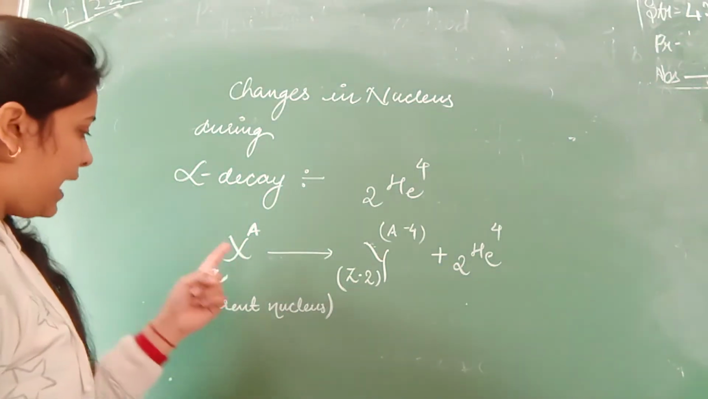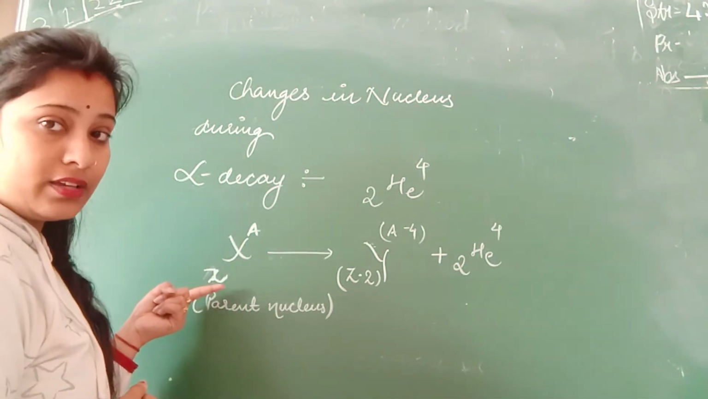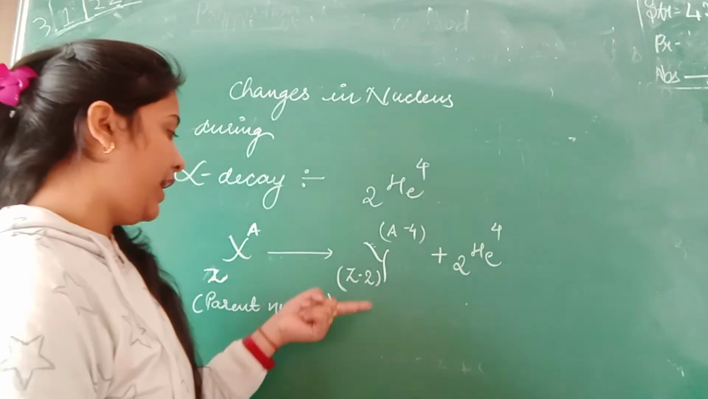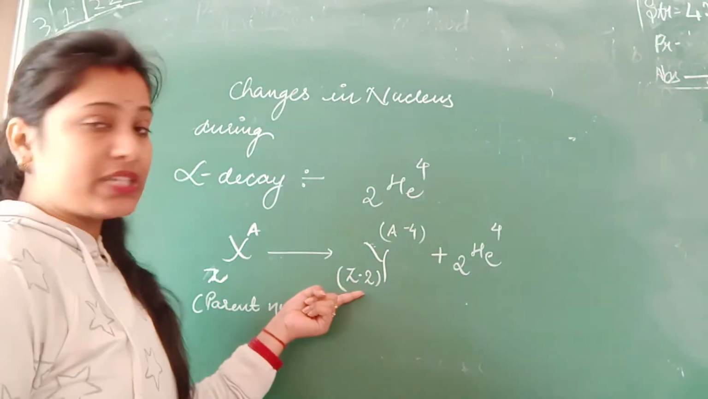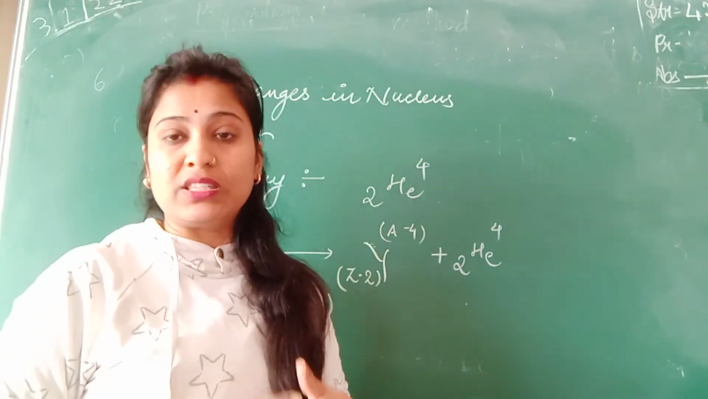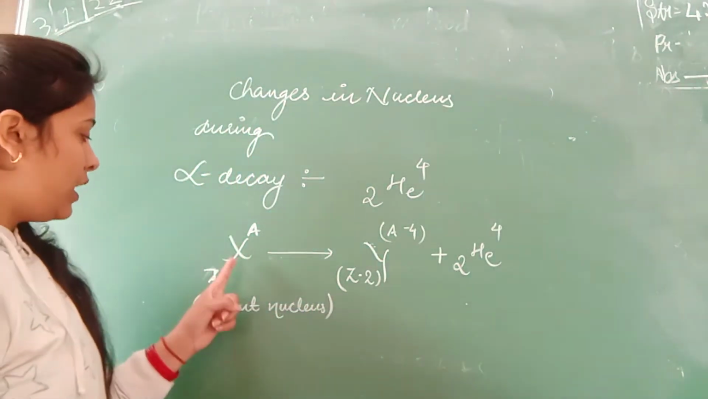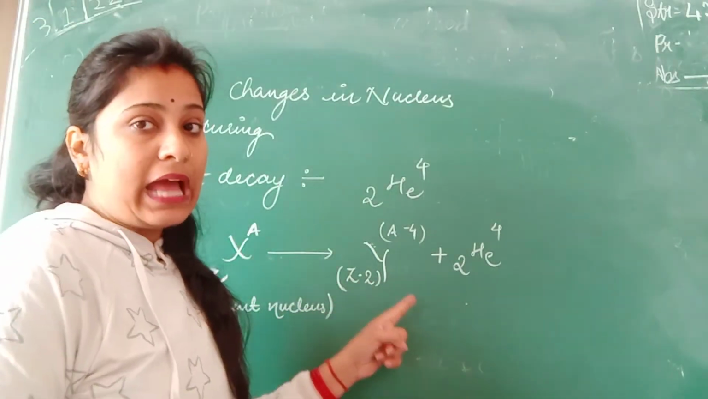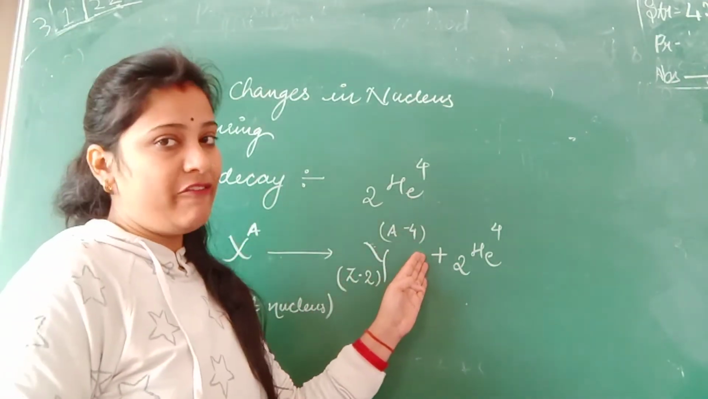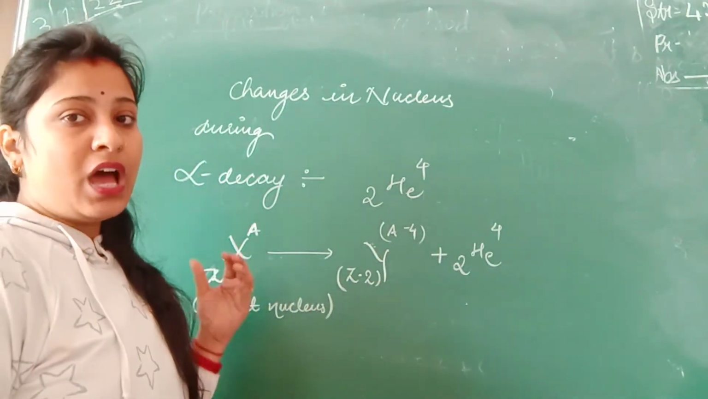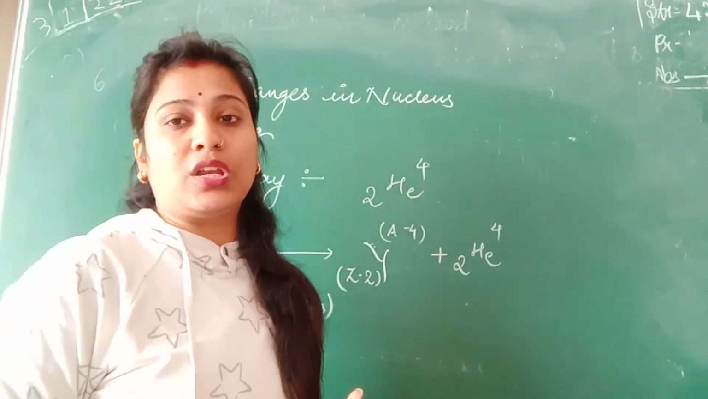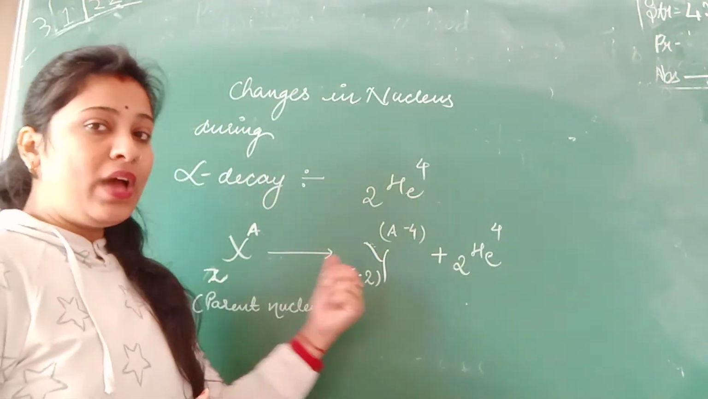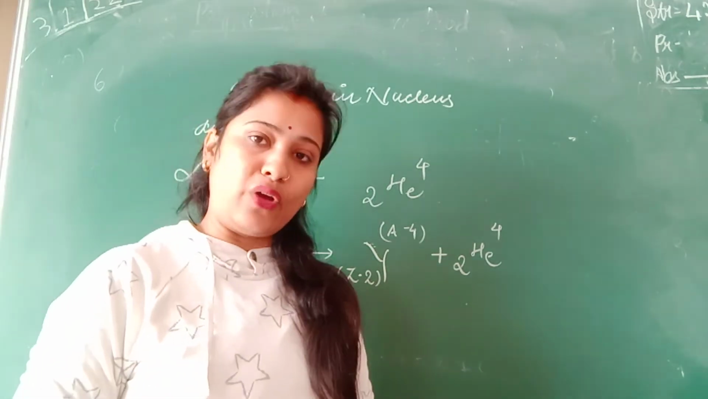Now we can see that X was the element whose atomic number was Z. The atomic number of the daughter nucleus, the product formed, changes to Z minus 2. So if the atomic number changes, the element also changes. Therefore, when the parent element was X, now it has changed to Y, and the mass number also decreases by 4, that is A minus 4. So this is how we can express any reaction which emits alpha decay, by subtracting 2 from the atomic number and 4 from the mass number. I hope this is clear.